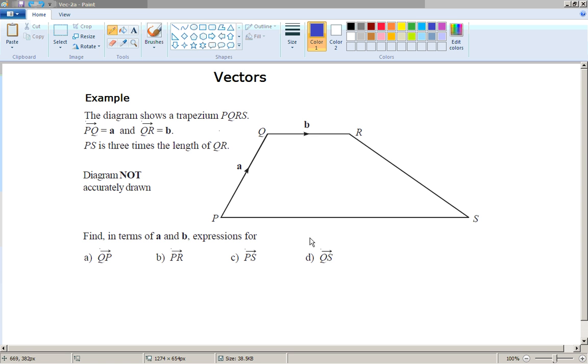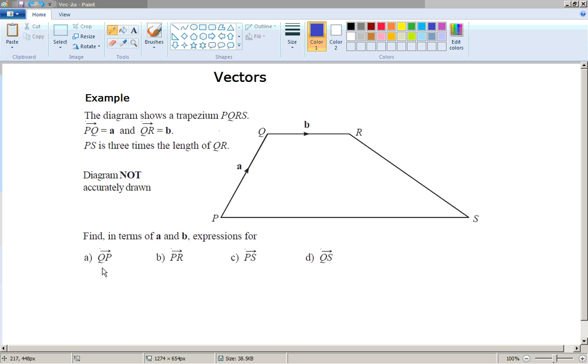Vectors, we do this example. So the vector PQ is equal to A and QR is equal to B. Then we know the PS is 3 times QR.